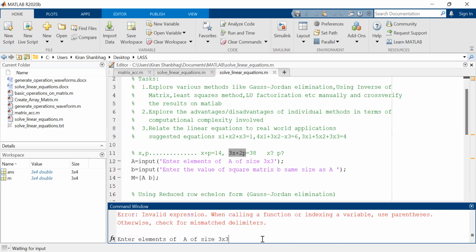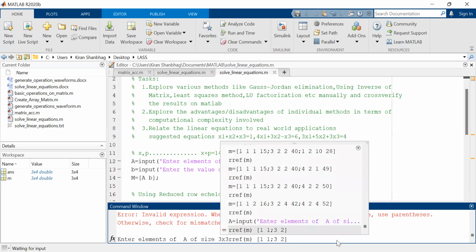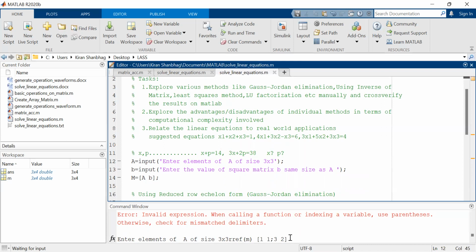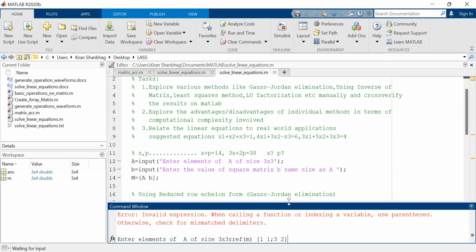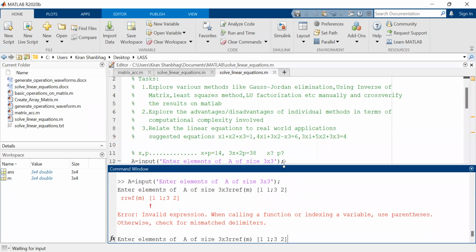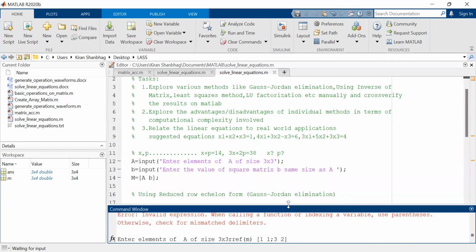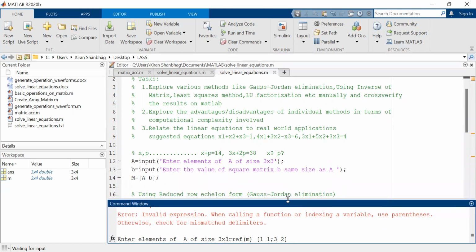Wait a second, what just happened there? It says invalid expression. The command rref has popped up here. Sorry. Let me redo it: 1 1 colon, and the next is 3 2 2.